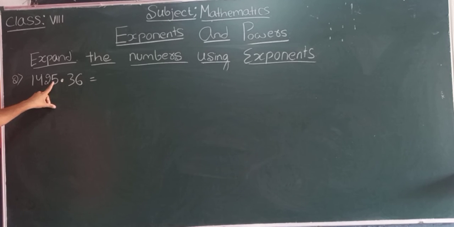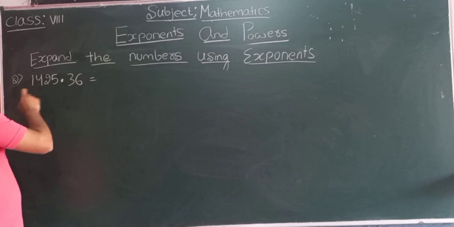This is the units place. After this decimal point, the places are units, tens, hundreds, and thousands. Next, this 3 is the tenth place, which means 1 by 10, and this 6 is the hundredth place, which means 1 by 100. So after the decimal point, how do you know the place value? After the decimal point, the first number is the tenth place, that is 1 by 10. The next number is the hundredth place, that is 1 by 100.